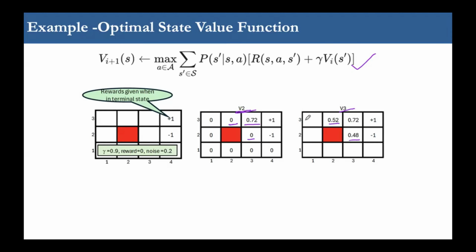Similarly, until it converges, you have to do multiple iterations until you get the value for each cell by applying the state value function or the optimal state value function. This is all about Bellman equation and MDP. Thank you.